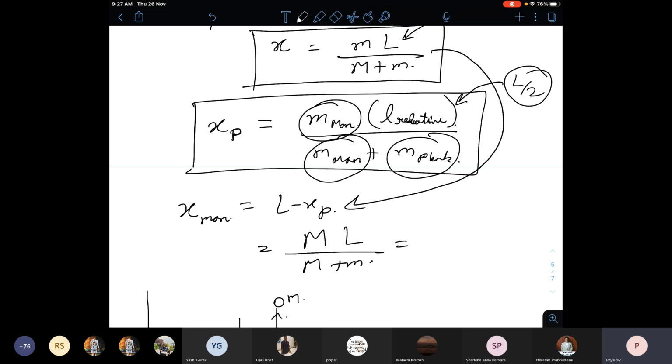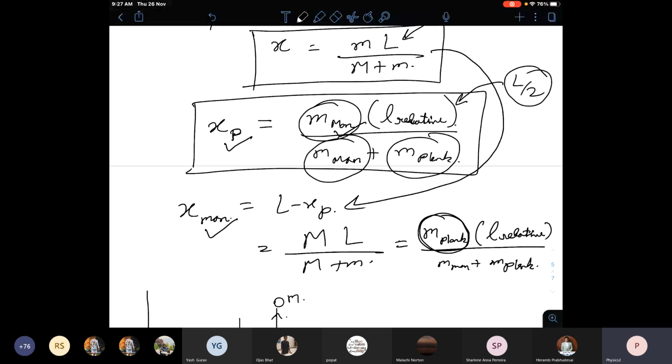What has happened is that instead of the mass of man in the numerator, the mass of plank has come in the numerator, times L relative, the relative distance moved, upon mass of man plus mass of plank. Everything else is the same. If you are talking about the plank, in the numerator the mass is of the man. If you are talking about the man, in the numerator the mass is of the plank.